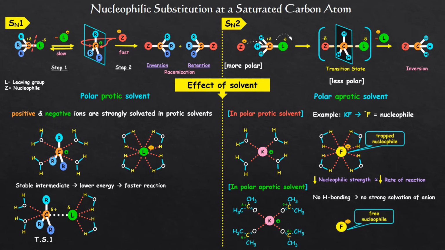So as a result, here we got the free fluoride ion that is strong enough to directly attack the substrate. So now it is clear that polar aprotic solvent does not solvate the nucleophile, so the nucleophilicity is not decreased and the nucleophile can strongly attack the substrate. Finally, we can say that polar aprotic solvents are suitable for the SN2 reaction.